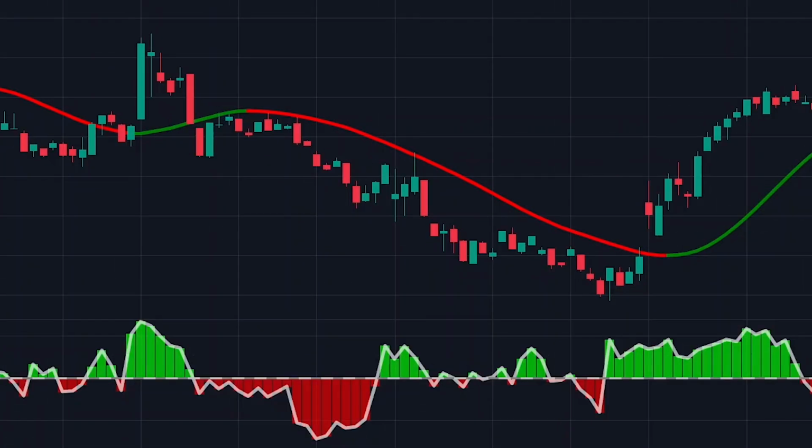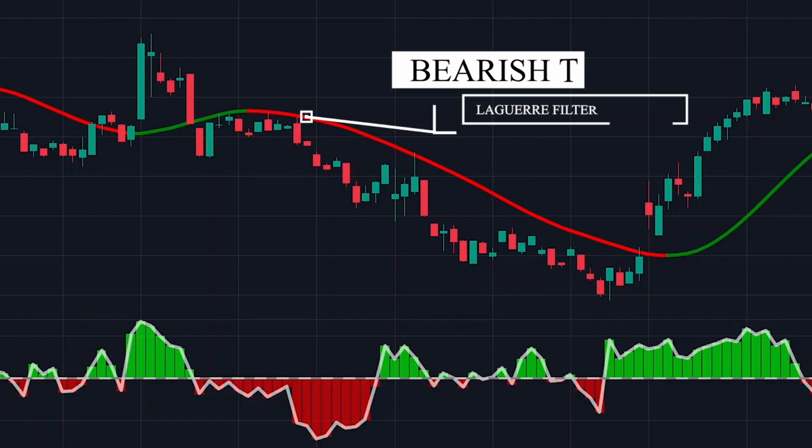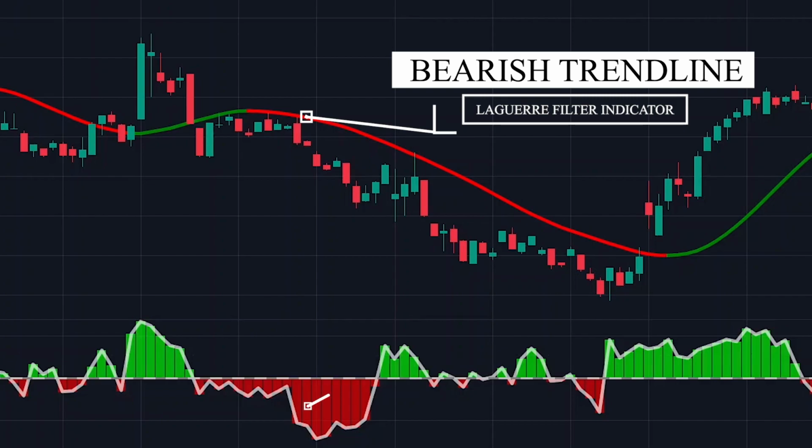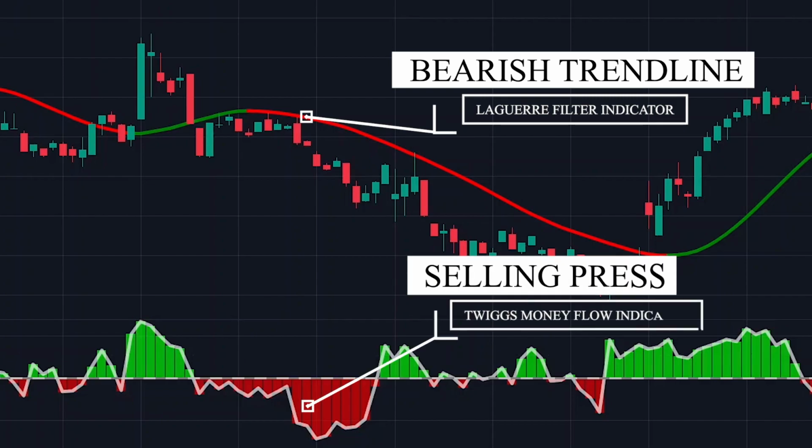The same principles apply in reverse for entering short trade. The Laguerre filter trend line must be red colored, signaling a bearish market, and the Twigs Money Flow indicator must display a red candle, indicating high selling pressure in the market.